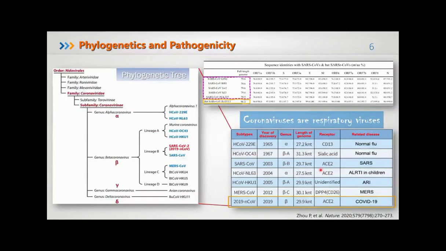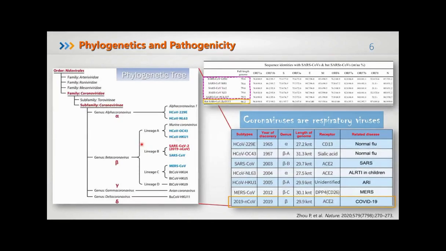The first genome sequence of 2019 novel coronavirus was performed by Dr. Zhang Yongzhen's lab at Fudan University. Its genome is about 29.9 kb. The phylogenetic tree here is based on the nucleotide sequence of complete genomes of coronaviruses.